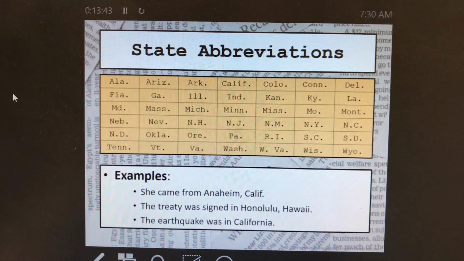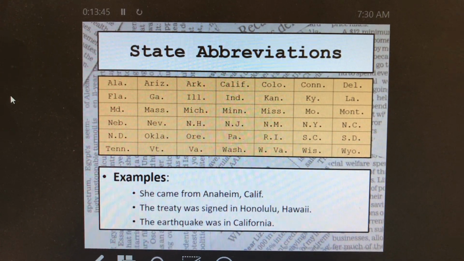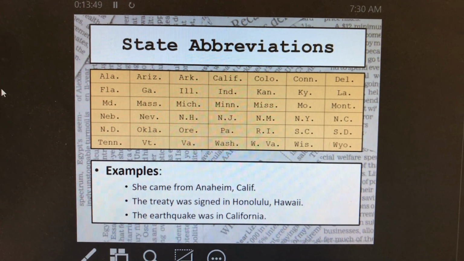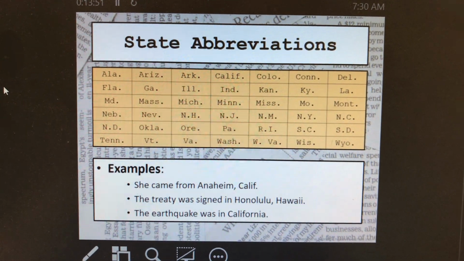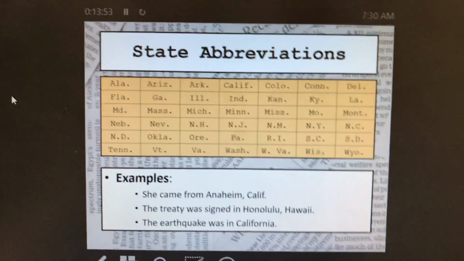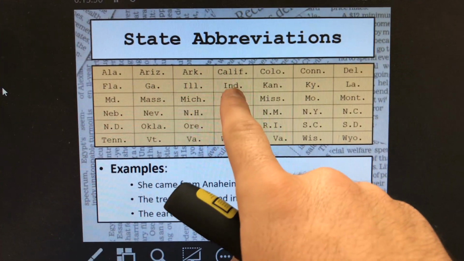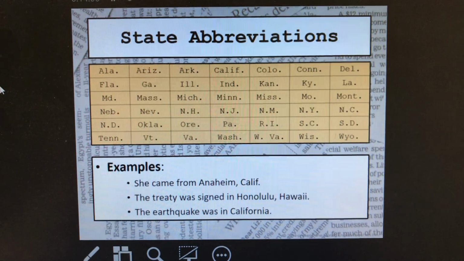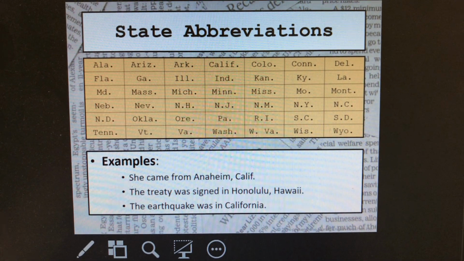But I want you to look at the examples and see how they're differentiated. She came from Anaheim, Calif., right? She came from Anaheim, California. You have to match up, see where California is, see that it is abbreviated, and so because we have a city and a state, we abbreviate the state.